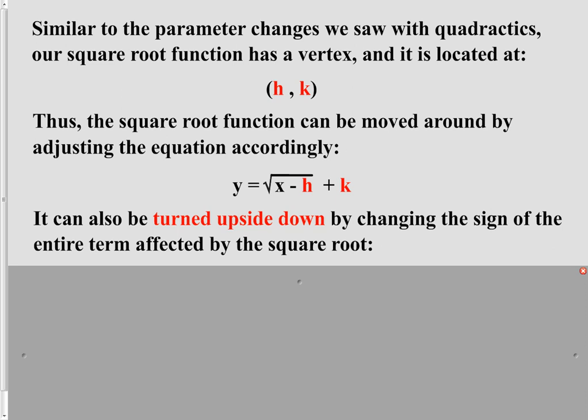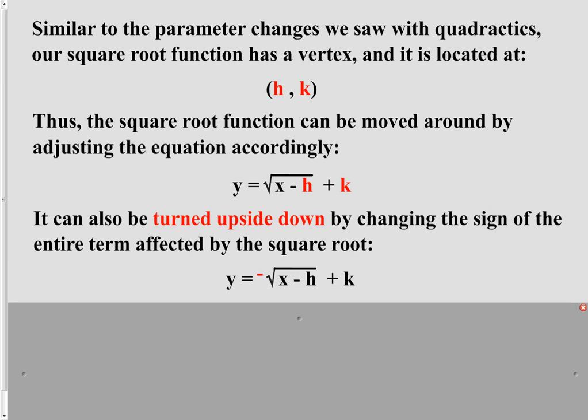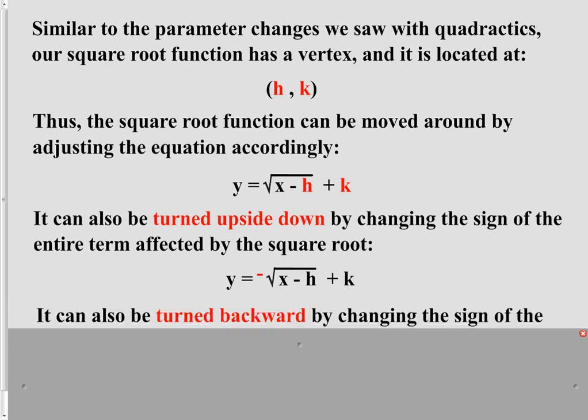Now, just like with our quadratic, we can turn our square root functions upside down by changing the sign of the entire term that's affected by the square root. Now, we saw this with parabolas, simply changing the sign of the squared value. Okay, but with a square root function, it's a little bit different. We've got to pay attention to the positioning. If you reverse the sign of the entire term that is affecting the square root, then you have turned the graph upside down.